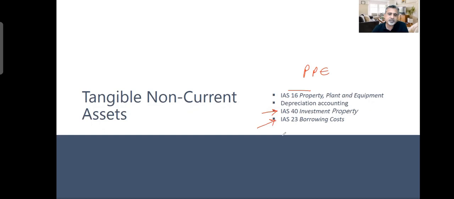And actually, there should be another related standard also, which is IAS 37, provisions, because that will also be used somehow. So this is a very important standard, PPE. When you see any business, in most businesses, I wouldn't say all businesses, you would see tangible non-current assets occupying a very big place on your balance sheet, on your statement of financial position.